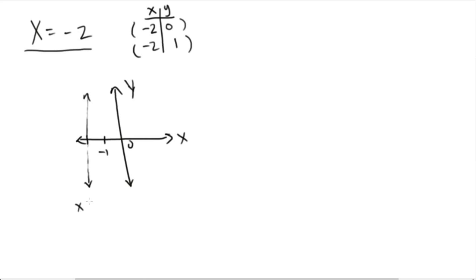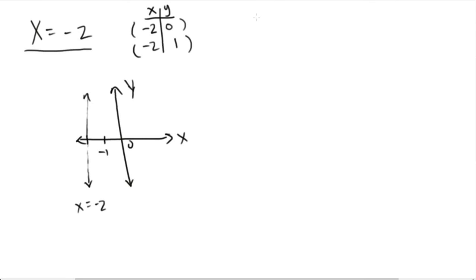And so this is the line x equals -2. And so you can see that is dropping fast. That's an undefined slope, and that's the line x equals -2. Feel free to pause the video and try the following example, or you can follow along with me.